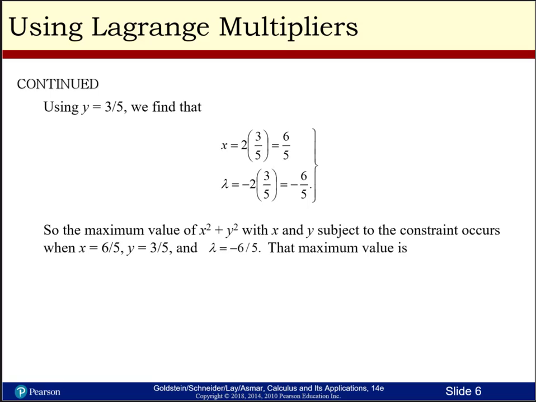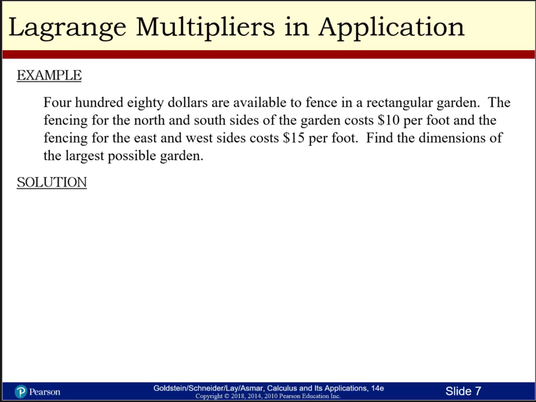So the maximum value of x squared plus y squared with x and y subject to the constraints occurs when x equals 6/5, y equals 3/5, and lambda equals negative 6/5. That maximum value is then going to be, plugging that into my x squared plus y squared, 1.8. Just follow the steps. Now, let's look at a word problem where we have to come up with our equations here.